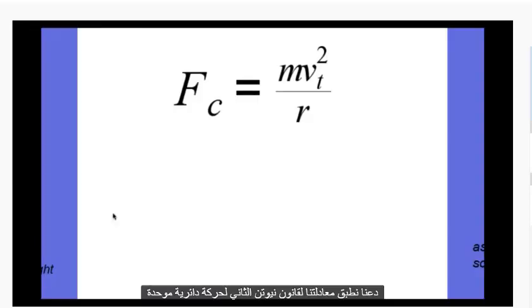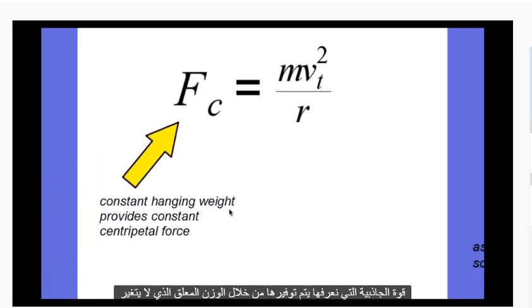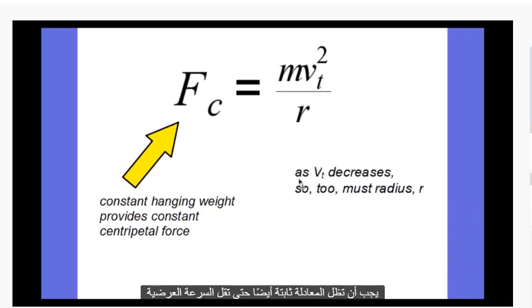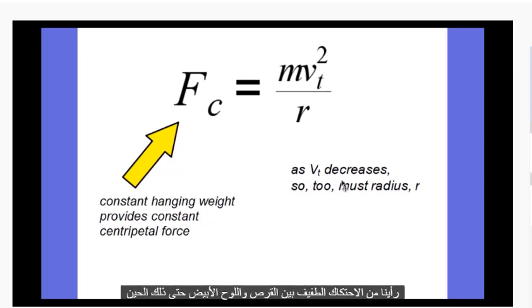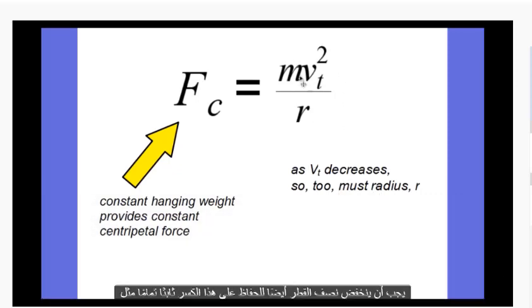Let's apply our equation for Newton's second law for uniform circular motion to this situation. The centripetal force is equal to mv squared over r. The centripetal force, we know, is provided by the hanging weight. That is not changing, so the centripetal force, which is the tension in the string provided by the hanging weight, is constant. It doesn't change. So that means the right side of the equation must also remain constant. So as tangential velocity decreases, as we saw from the slight friction between the puck and the whiteboard, so too then must the radius also decrease to keep this fraction a constant, just like the centripetal force.